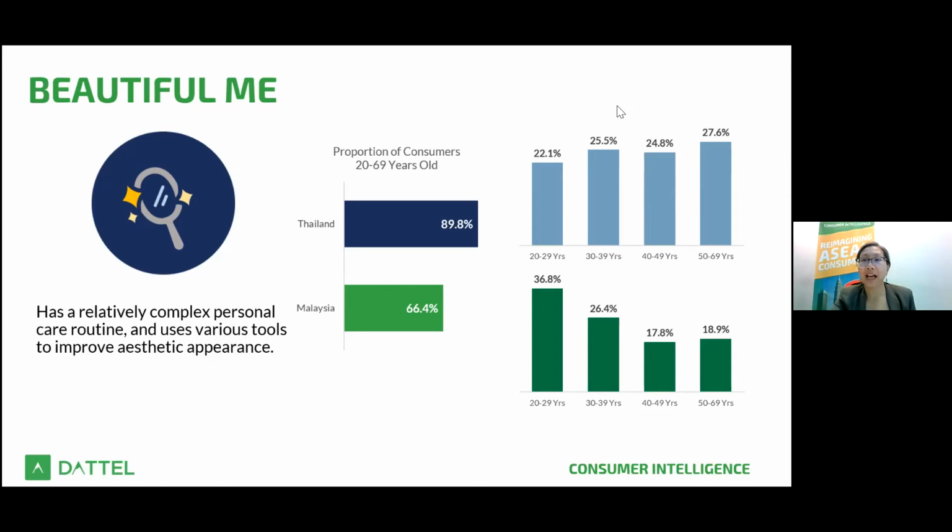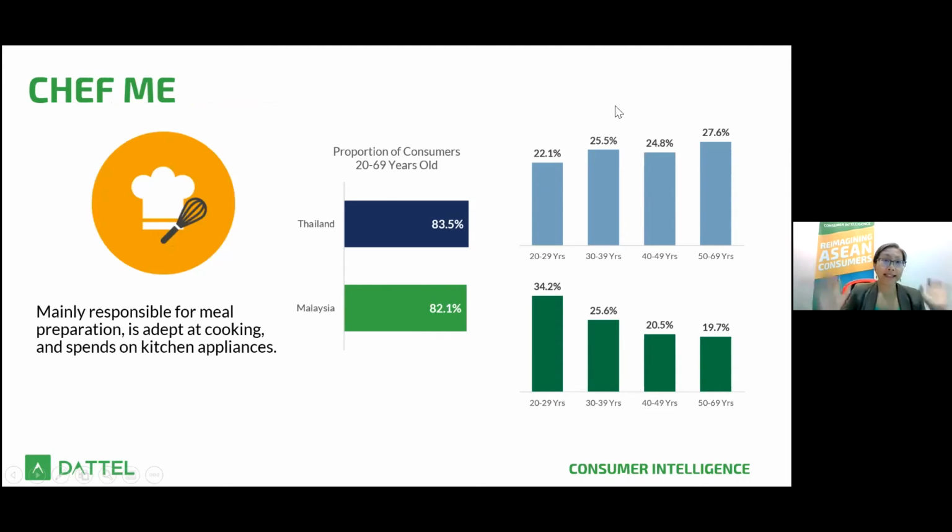Yeah. Okay, so the next one is Chef Me. So as you can see, in terms of the proportion, it's more or less the same in Thailand and in Malaysia. But again, you kind of see the difference in terms of the distribution by age group. So these are people who are the ones mainly responsible for cooking at home. They like to experiment with different cooking styles, and also they tend to purchase more kitchen appliances to really hone those skills.